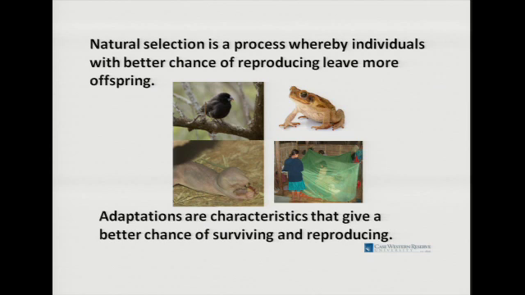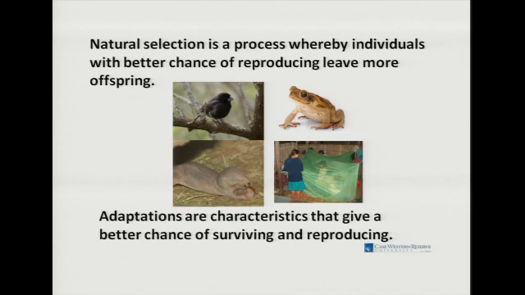Welcome to campus. I'm talking about natural selection and adaptation. And this follows very naturally, so to speak, on Darren Croft's talk last week. Natural selection is a process whereby individuals with a better chance of reproducing leave more offspring. That, in a nutshell, is it. And adaptations are the outcome of this process, and an adaptation is a characteristic that confers this better chance of surviving and reproducing.